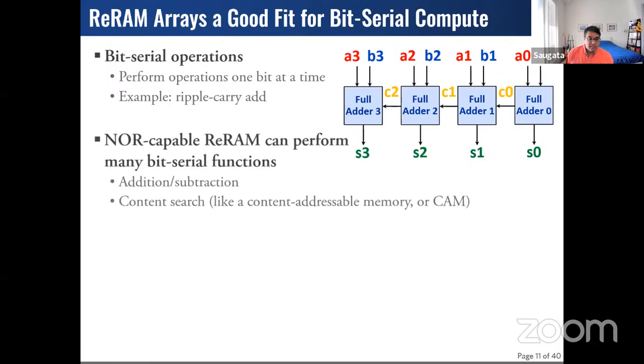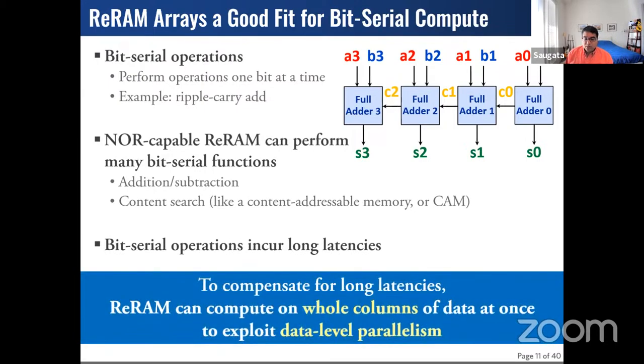And it turns out that NOR-capable ReRAM can perform a wide array of these bit serial functions. But for those of you that remember this from early digital logic, we don't build ripple carry adders today. That's because bit serial operations can incur very long latencies, latencies we often don't need to pay. In CMOS, we can often design around these with more sophisticated technologies. But that can be difficult with the types of operations that we do in ReRAM, because it requires a lot of coordination and additional circuitry that we're trying to avoid.